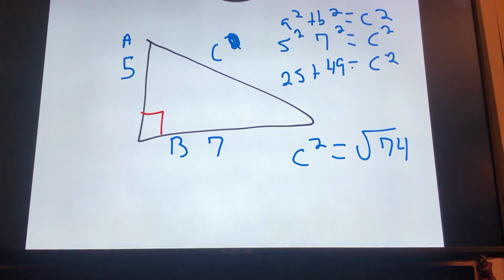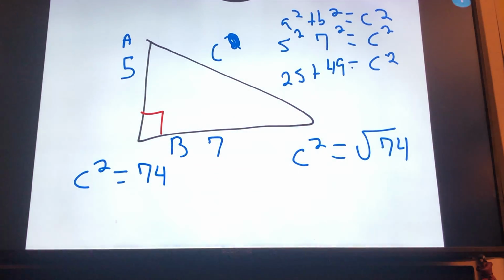So C, if you want to just take this out for a moment, I'll write it over here. C squared equals 74. To get rid of a square root, you have to square it. To get rid of a square, you have to take the square root. So that means I have to square this side and I have to square this side because I want it to say C equals.